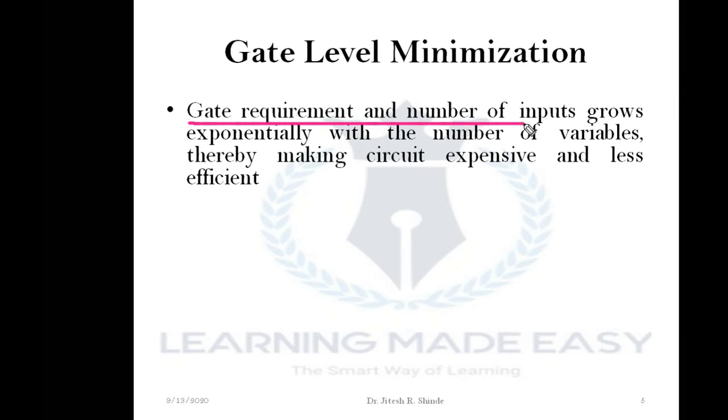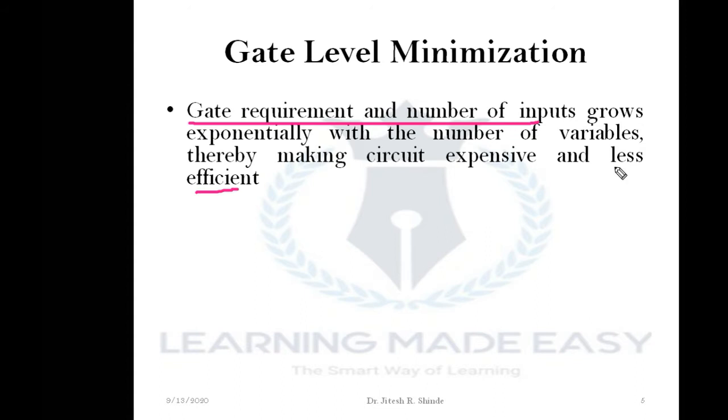Now what is here said? Gate requirement and the number of inputs grows exponentially with the number of variables, thereby making the circuit expensive and less efficient. To optimize the hardware, the cost, the execution time, and the power requirement of the circuitry, we need to come up with a certain technique which will optimize the performance of the circuitry as well as the cost involved in the circuitry.